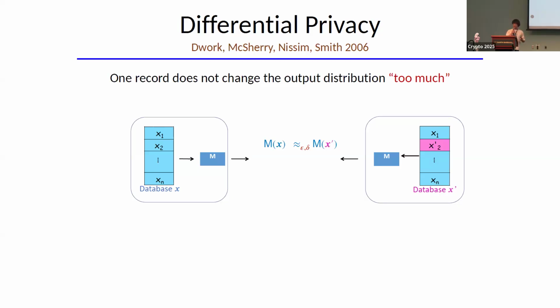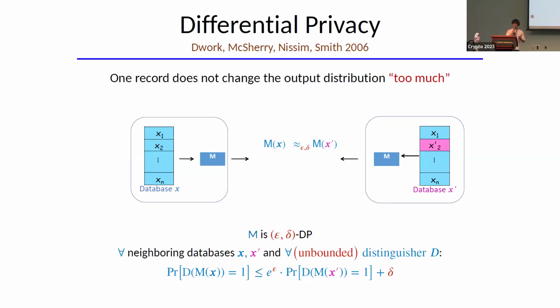To solve this problem, differential privacy requires that if we change one record, the output distribution should not change too much. So even in the worst case, if an adversary knows all other records, he cannot learn too much about the remaining one. We say a mechanism is epsilon-delta DP if for any neighboring databases x and x prime, the output distributions are epsilon-delta indistinguishable for any distinguisher.